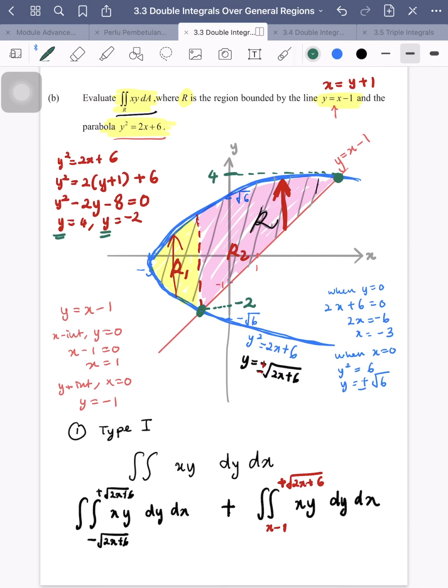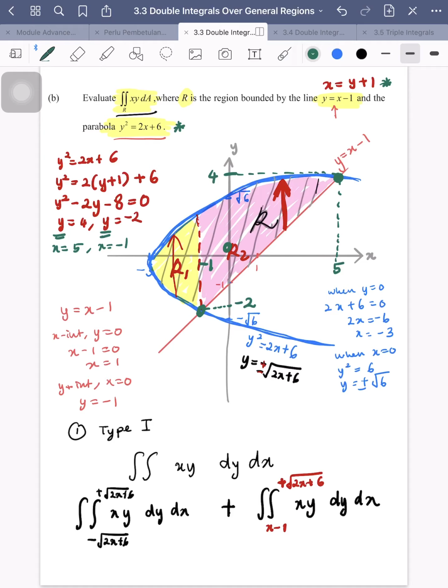Okay, so how to find the value for x? As I mentioned, just put into any equation, here or here, and you will still get the same answer. When y equal to 4, your x equal to 5, and when y equal to -2, your x equal to -1. So here is -1. Of course, this one is -1 because your 0 is here, and this one is 5.